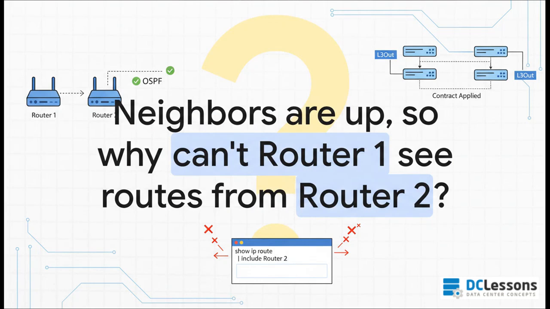So, you've checked all the boxes. Your OSPF neighbors are fully up. You've even been proactive and applied a contract between the two external EPGs. On the surface, everything looks perfect. But then you log into router 1, you check the routing table, and you hear crickets. Nothing from router 2. It's a classic head-scratcher. What are we missing here?